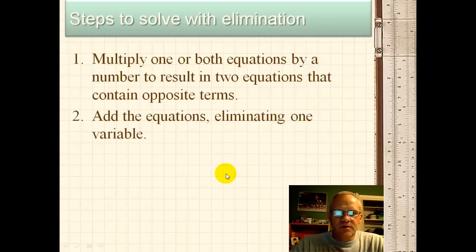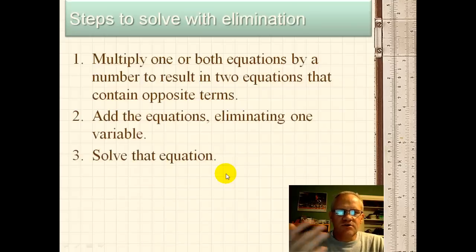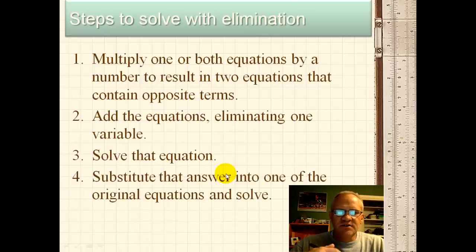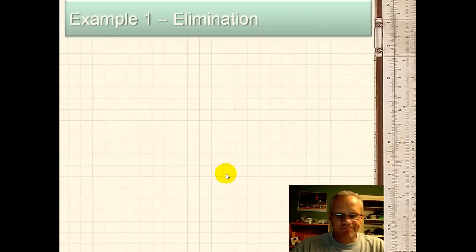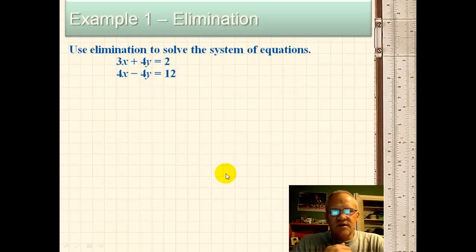Second, you add the equations together, which cancels out one of the variables. Then you would solve what you've got left. And then the last thing is take that answer. If you found out what x equals, plug it back in to find y. Or if you found out what y equals, plug it back in to find x. Okay? All right, here's our first example. Basically, we just have a number of examples here today, and that'll be it.